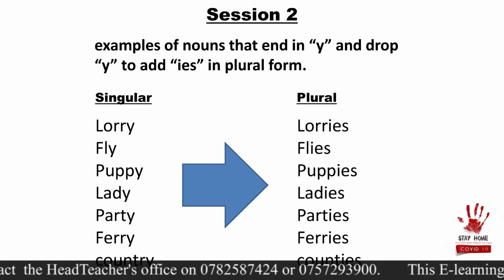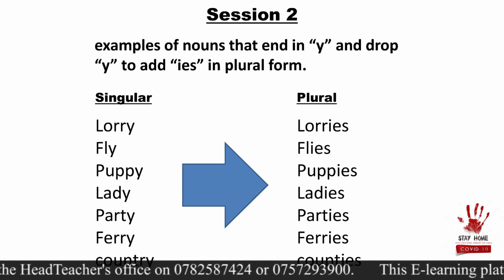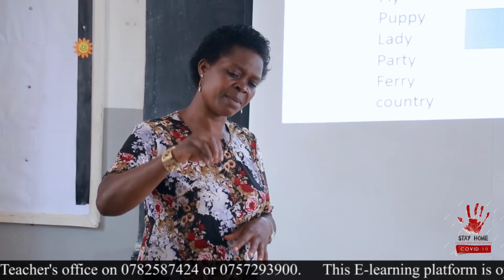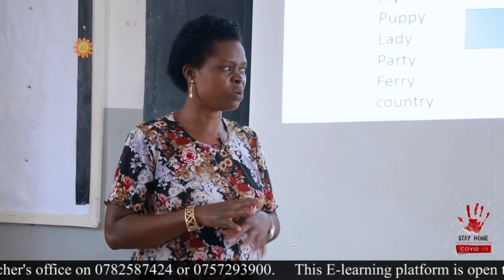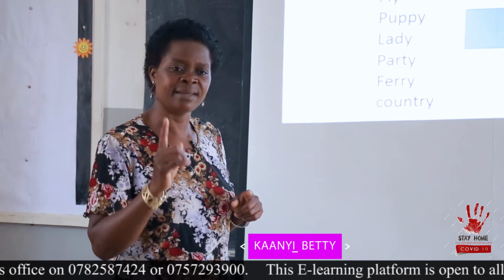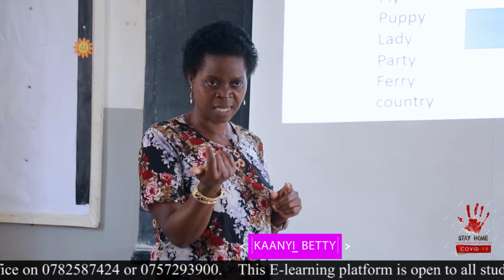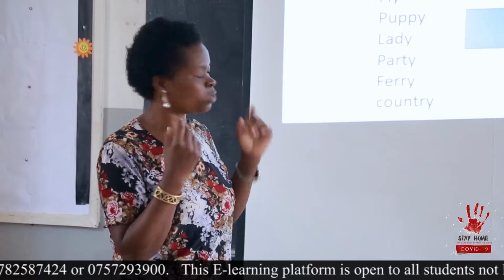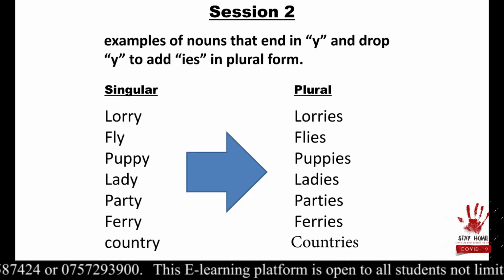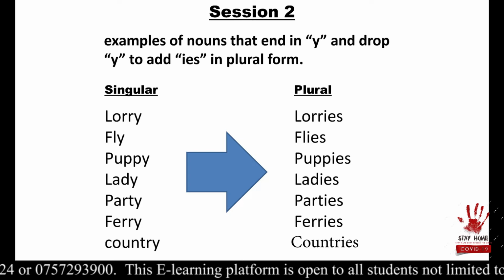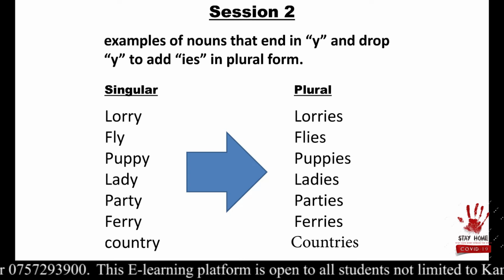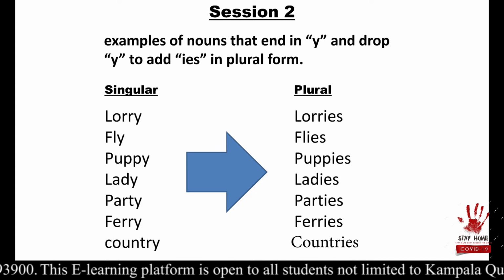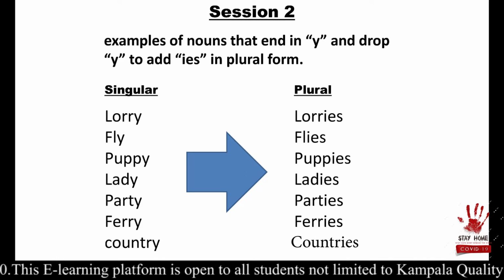We have fly, like those flies you see when you have not washed the utensils. The house flies, they come and gather there on the unwashed utensils. So if it is one, it can be a fly. But if there are more than one, we drop Y because of L. L is a consonant. So we shall drop Y and we put I-E-S. So the answer will be flies. Can you say flies? If you put the word house, it will be house flies.